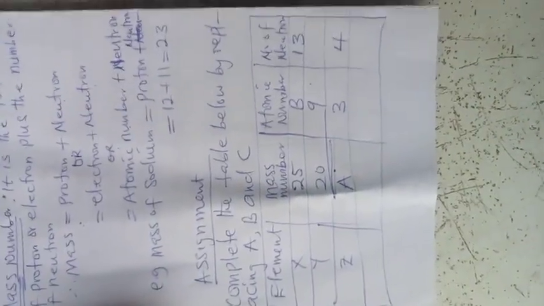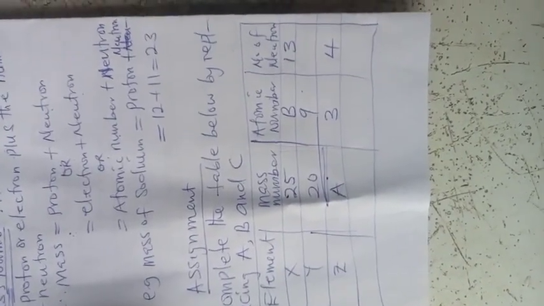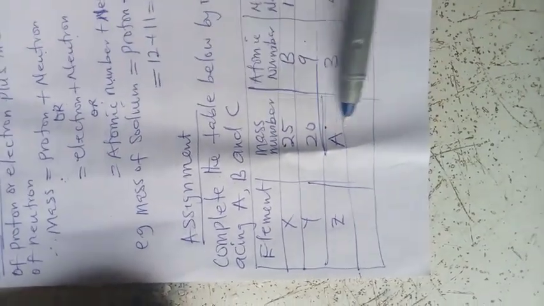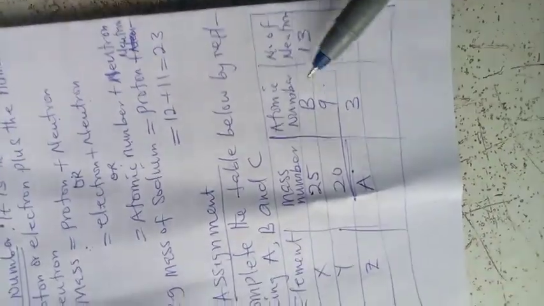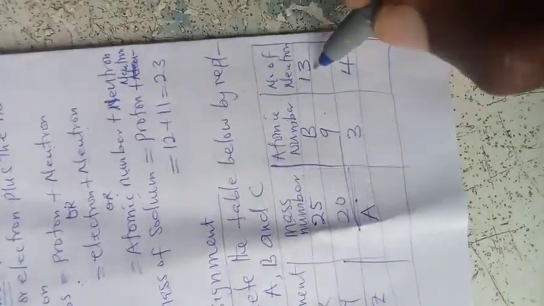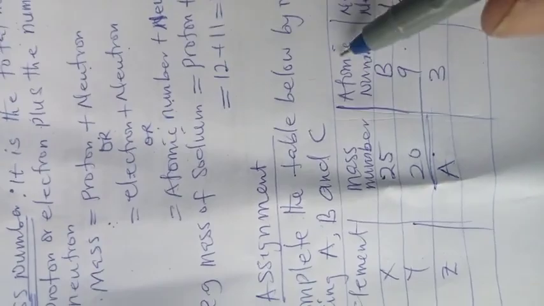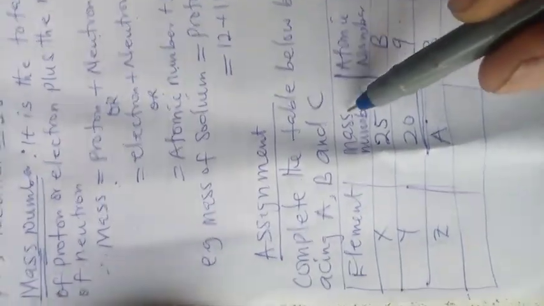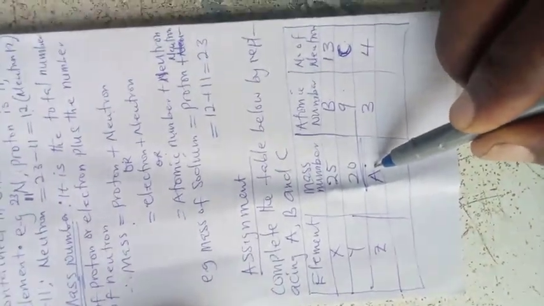Try to complete the table below by replacing A, B, and C with what you have learned. This is just a sample of elements X, Y, Z. It is just an element, and these are the mass numbers. So you can complete what will be entered in position A, what will be entered in position B, and what will be entered in position C. Just complete these tables for us. What are you going to fill here in the number of neutrons, atomic number? What are you going to put here? Mass number. What are you going to put here? So just do this and try to comment.